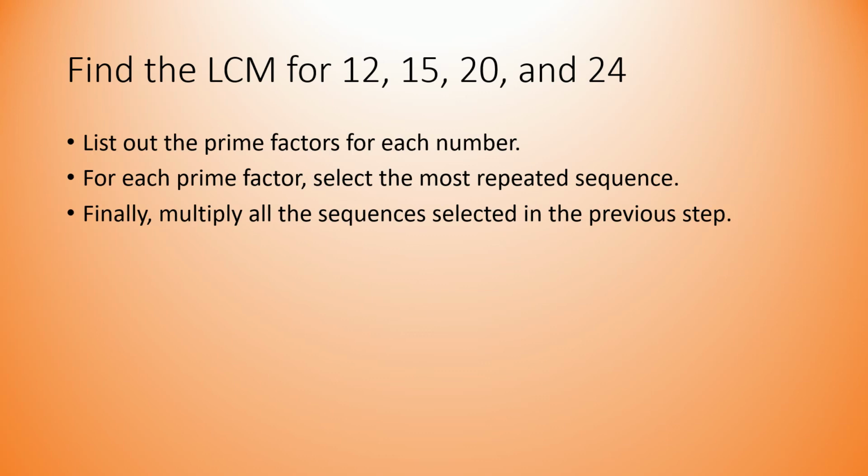Now we will see a very simple method which can be used, that is by using prime factorization. You have to find the prime factors of each given number. Now what is the problem? The problem is find the LCM for 12, 15, 20 and 24. These are all 2-digit numbers, and how many numbers are given? 4 numbers are given.